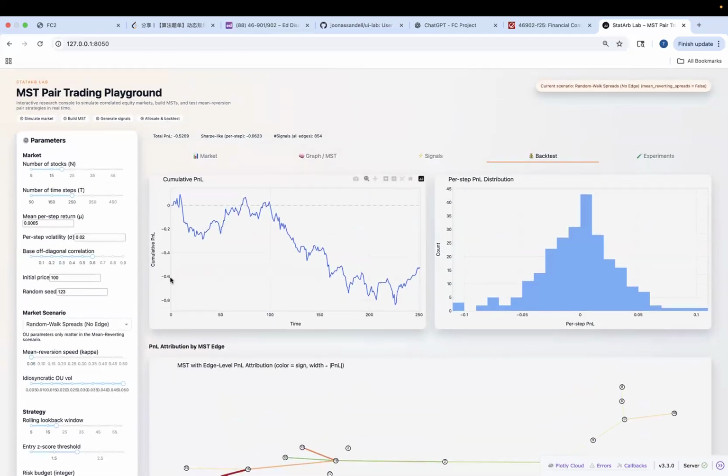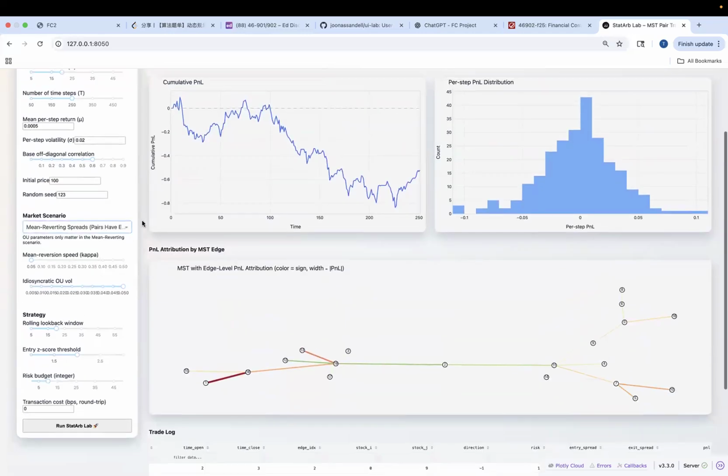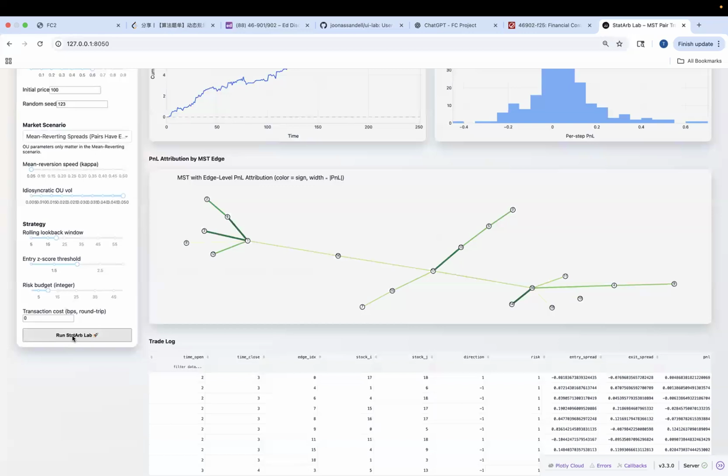Now, what if our assumption is right? Let's simulate the market this way. We have a common driving factor, the market factor, and we also have an idiosyncratic process for each stock, which is simulated by an OU process, and they are guaranteed to be mean reverting. So now let's run our experiment again.